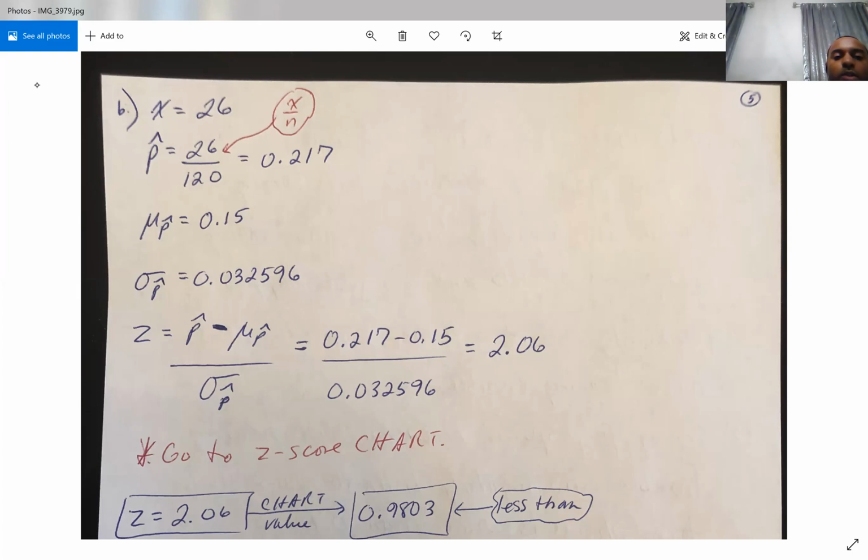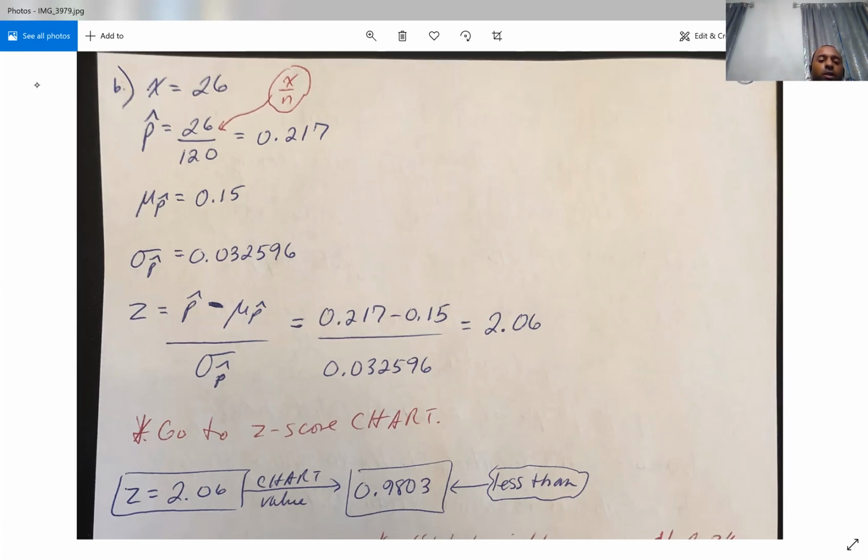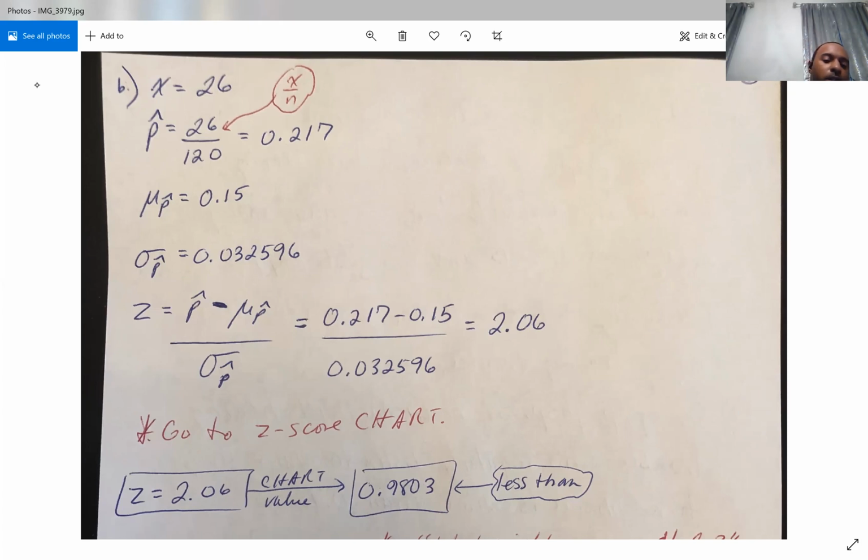All right. So the sampling mean, or sampling proportion, and the standard deviation of our sampling proportion were already calculated in A. So that's why we got 0.15 and 0.032596. We can use this information to find our z-score, which is 0.217 minus 0.15 divided by 0.032596. That'll give us 2.06. And the z-score chart gives us 0.9803 from that z-score.